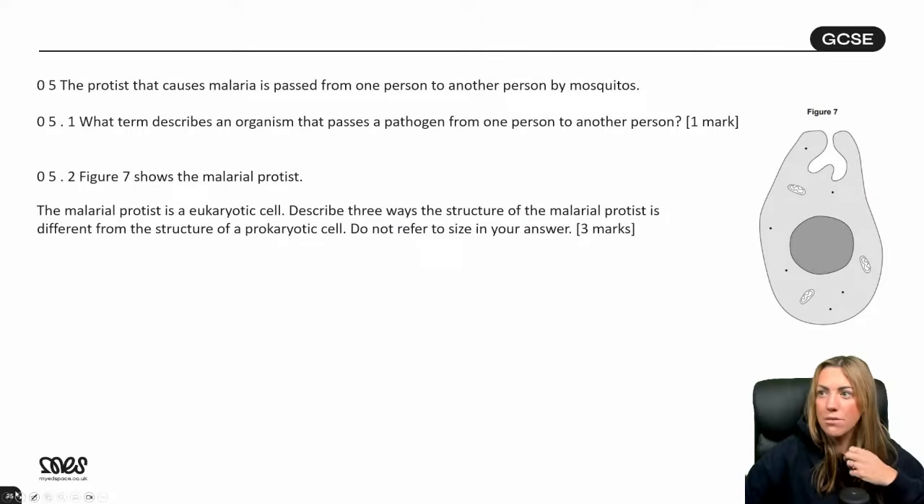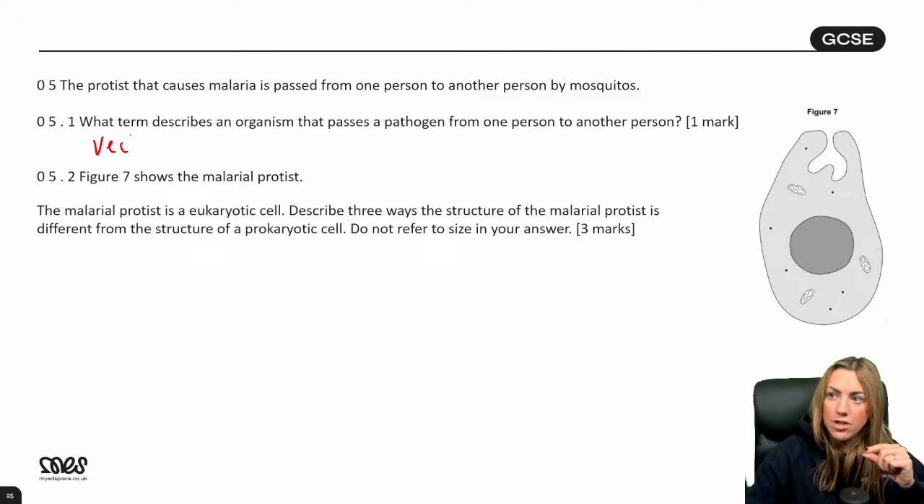Question 5. The protist that causes malaria is passed from one person to another by mosquitoes. What term describes an organism that passes a pathogen from one person to another? The biological term for that is a vector. So it's transferring that malarial protist from one organism to another.